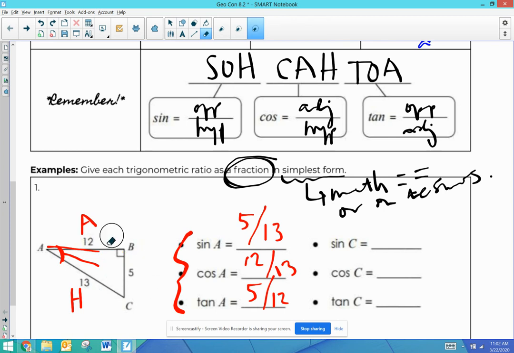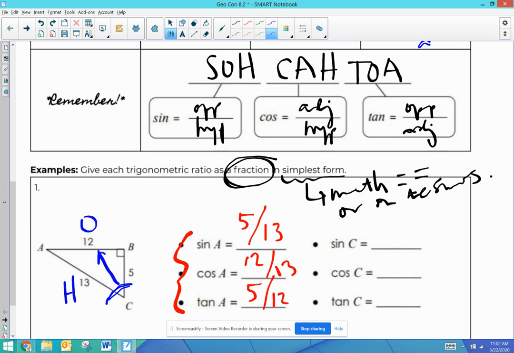Maybe you can jump ahead and check your answers, or maybe you want to do it with me. All right, angle C. That's what we're working with. So I know that 13 is my hypotenuse. I know that 12 is opposite. And I know that 5 is adjacent. So sine of C. Sine. Opposite over hypotenuse.